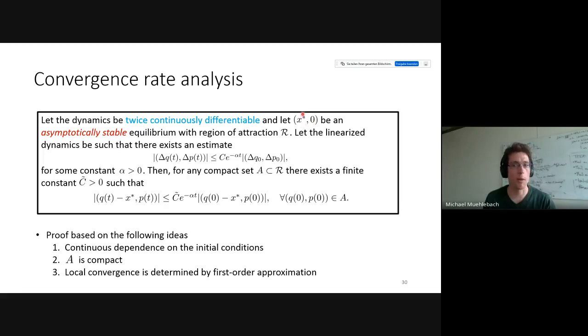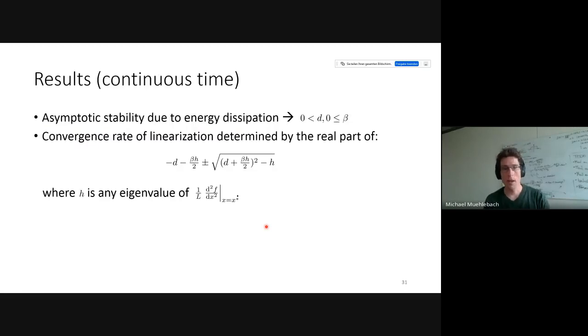And once they're in an epsilon neighborhood of the equilibrium, the convergence is determined by the first order approximation, so essentially by the linearized dynamics. And I find this very neat because, knowing that we have asymptotically stable equilibria, we can characterize this rate alpha simply by doing a linear analysis and essentially an eigenvalue analysis of the linearized dynamics. And this is what we're going to do in the next few slides.